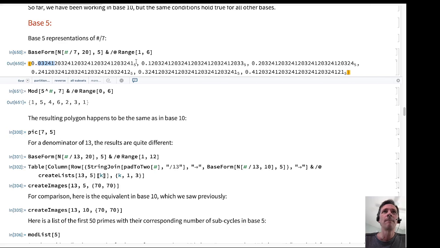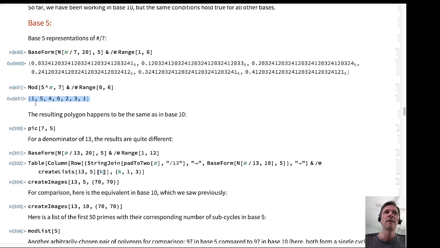1 is followed, yeah, there's 032412, 324120, 241203, 412032, 120324, 203241. That would be represented in cycles, and that gives us this list.